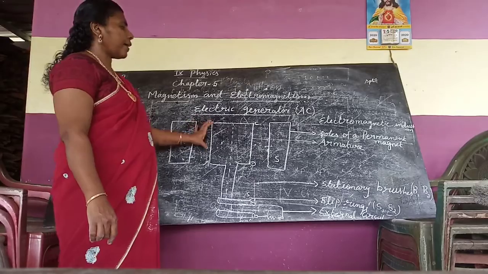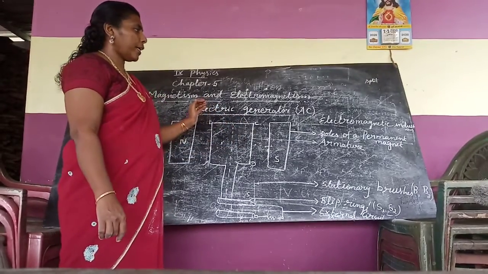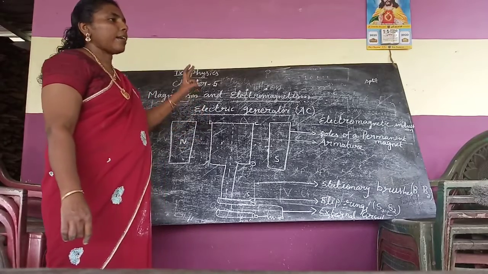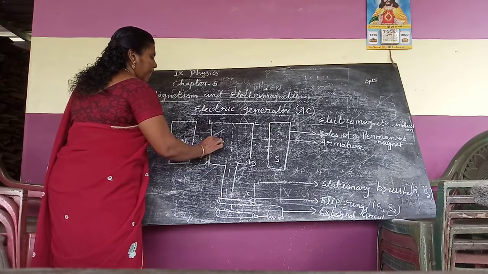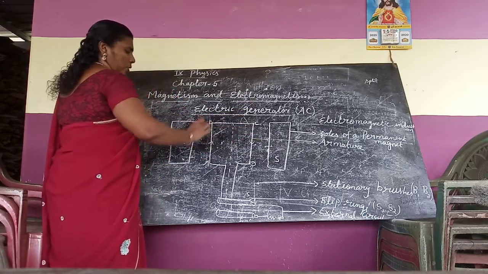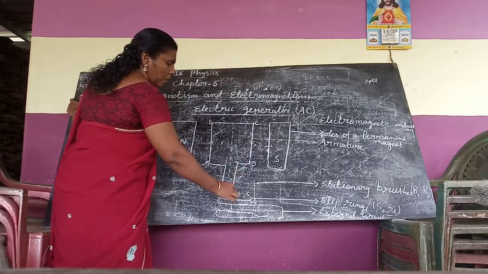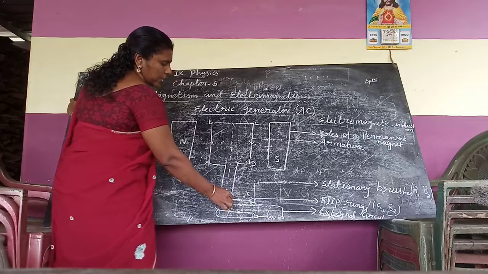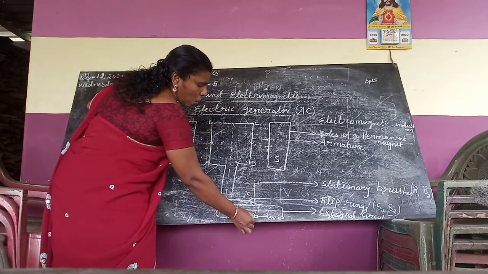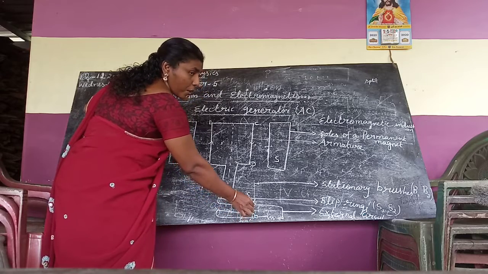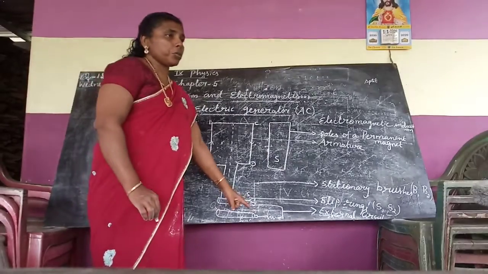Like that, here the coil used to rotate. The induced current is produced in this coil. In this coil, in the direction AB and CD, the current passes through the slip rings, and through the carbon brushes B2 and B1, through the external circuit, from B2 to B1.